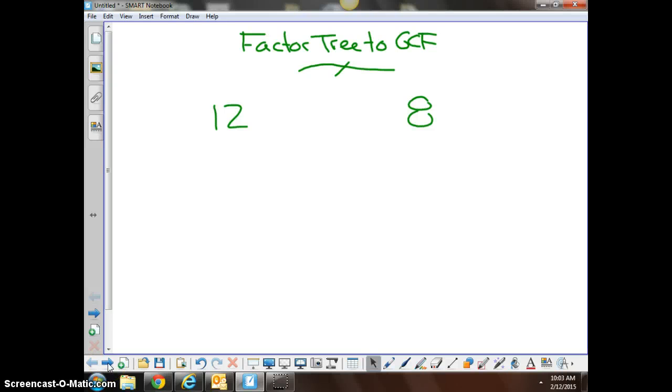Ladies and gentlemen, today we are going to use a factor tree to determine the GCF of two numbers. It's just a different strategy for determining the greatest common factor, a little bit different than what you had done in the past with the factor keys. This works on reducing both numbers down to their prime factorization.